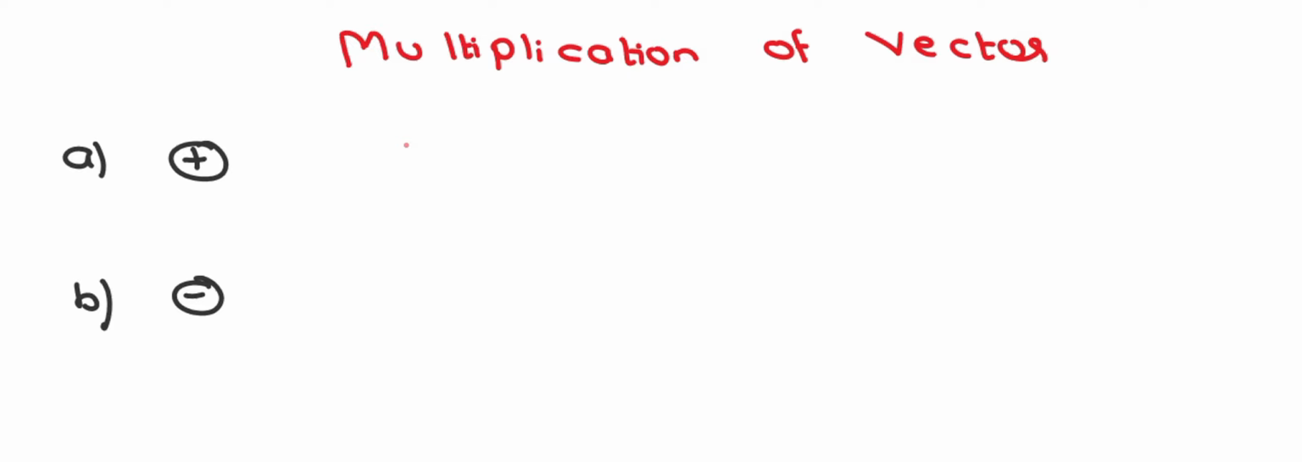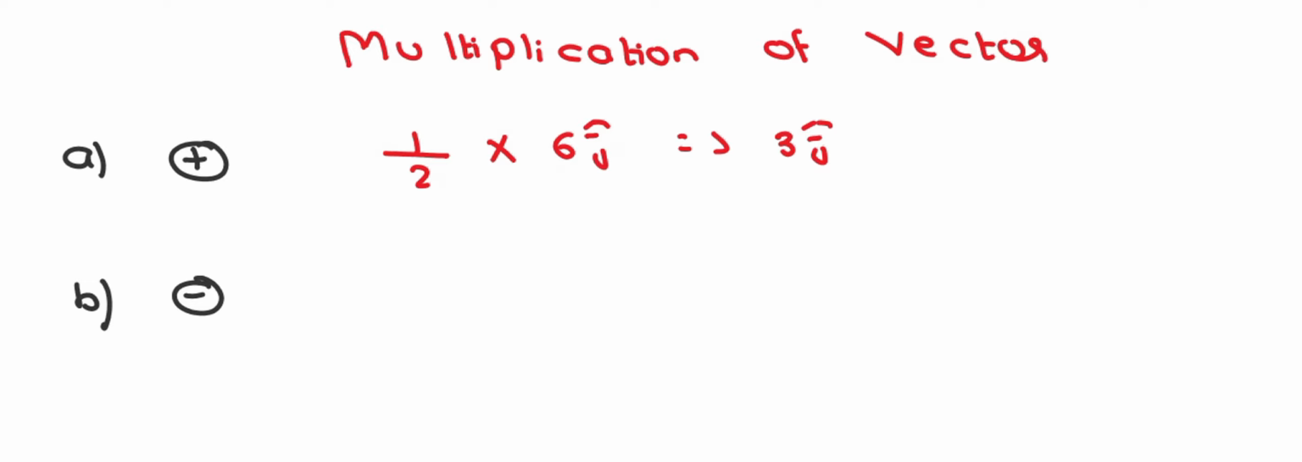Let's suppose we have a fraction number, let's call this 1 upon 2, and we are going to multiply 1 upon 2 with 6j. So the magnitude of the vector decreases, that is 3j, but its direction remains constant.